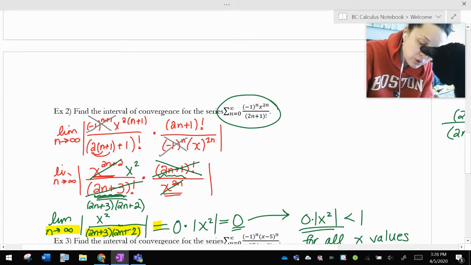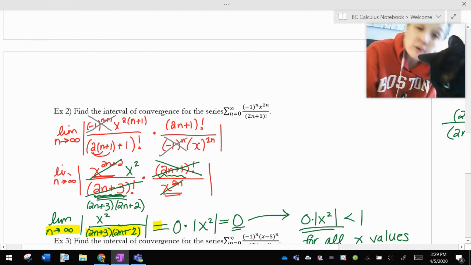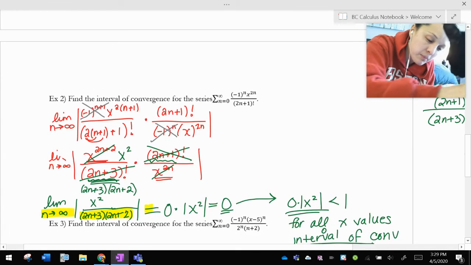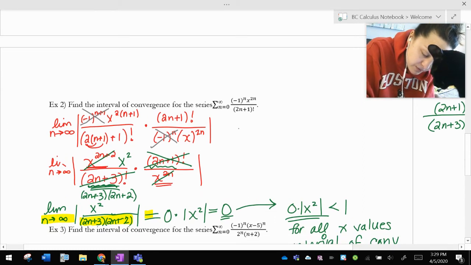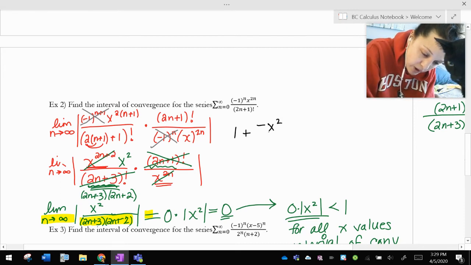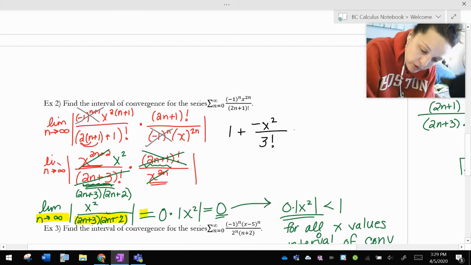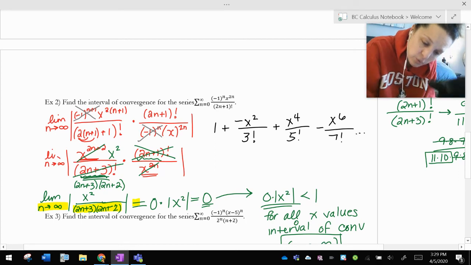Now, let's talk about this for a second. On that last one, I had showed you what the function looked like. I want to do that here just because it's a good teachable moment. So if I plug in values for n starting at n equals 0, don't step on the computer, I have 1. And if I have n equals 1, this is negative x squared over 3 factorial. And then this would be plus x to the 4th when n equals 2 over 5 factorial, minus x to the 6th over 7 factorial.